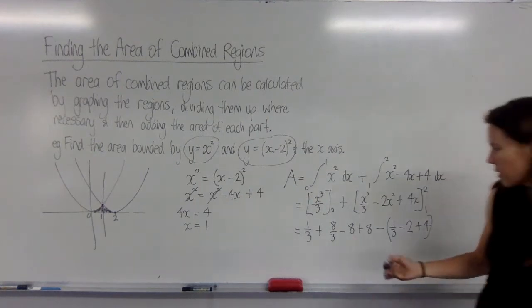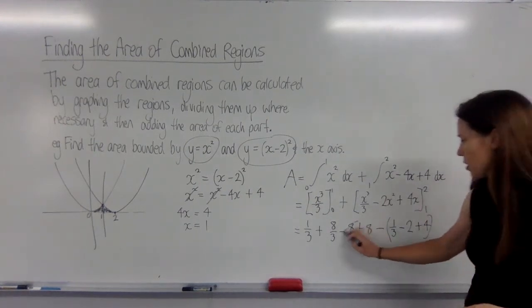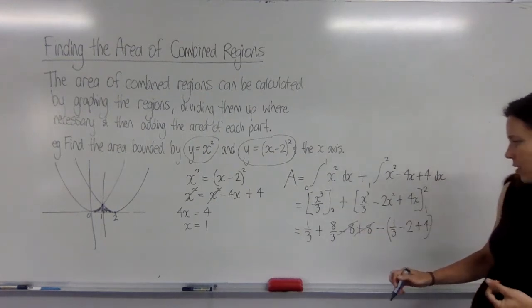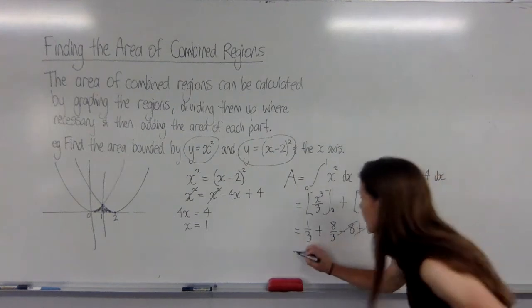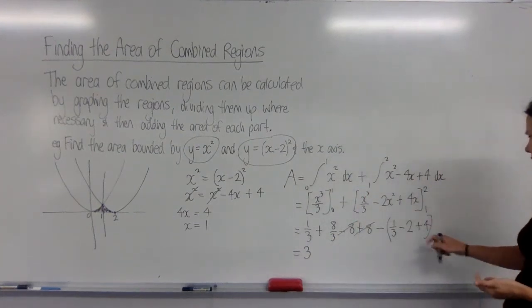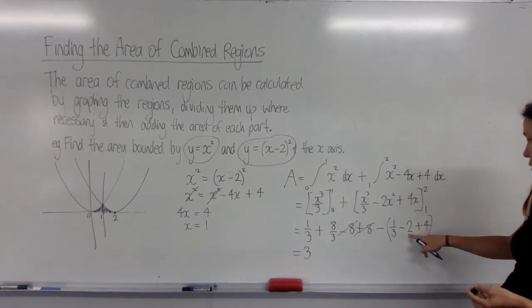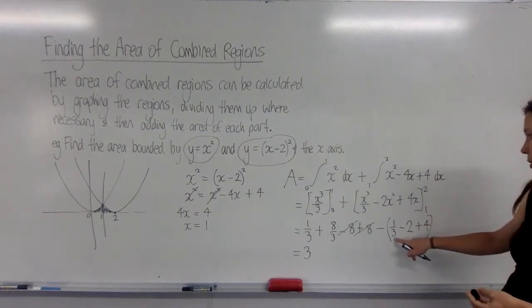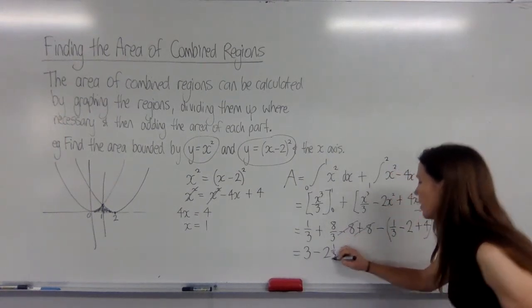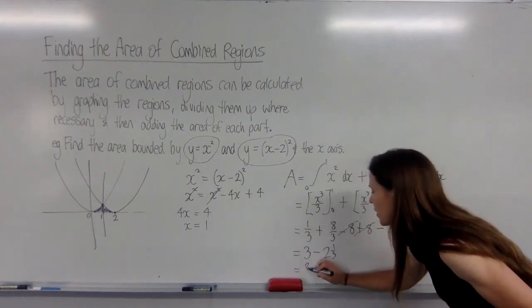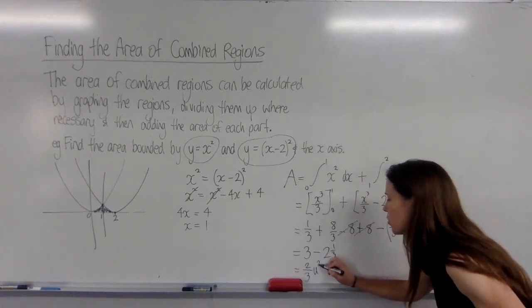Now you can reach for your calculator. There's parts you could easily probably do in your head though. Minus 8 and plus 8 is going to go. 1/3 plus 8/3, that's 9/3, which I know is 3. Over here we've got 4 minus 2, that's 2, plus a third, we've got 2 1/3. So we've got 3 minus 2 1/3. I can do that in my head very easily. That gives me an area of 2/3 units squared.